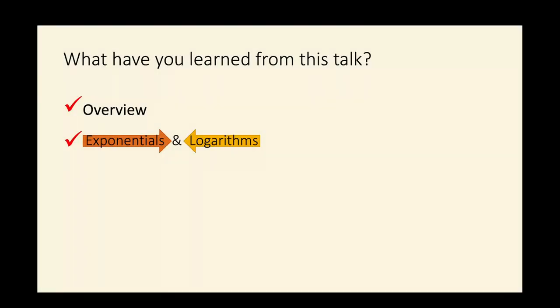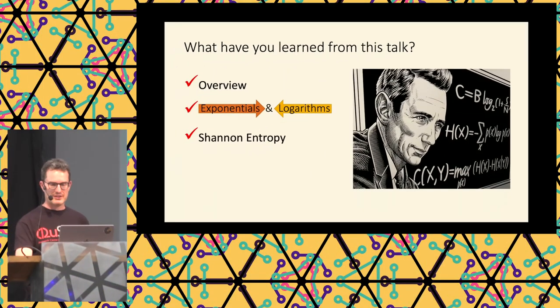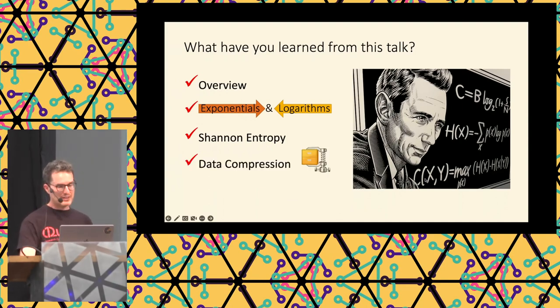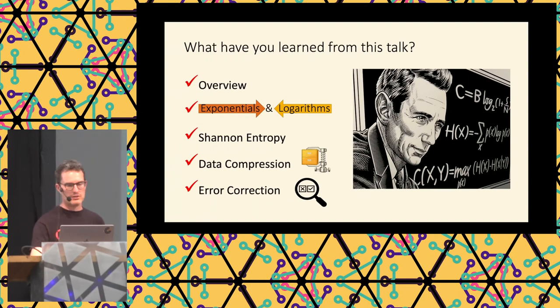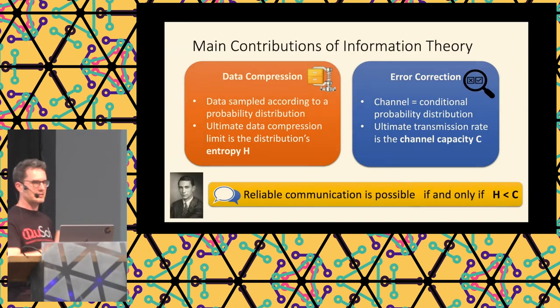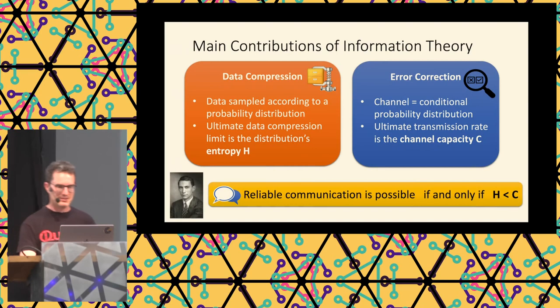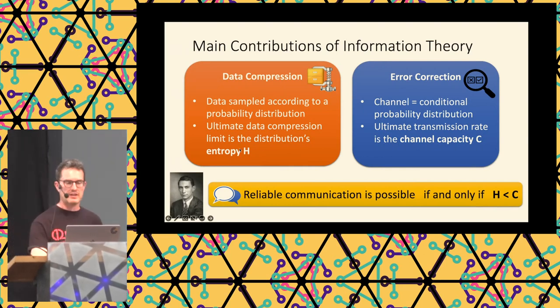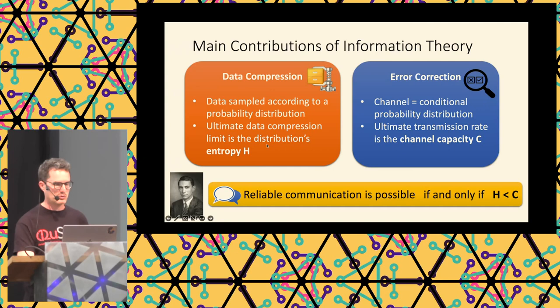All right, that brings me to the end. What you've learned from this talk, hopefully, is something about exponentials and logarithms, about Shannon entropy, these two formulas, the entropy and the capacity of the channel down here. A little bit about data compression and about error correction. And now I can come back to this slide, because now you understand. Data compression: if data is sampled according to some probability distribution, then there's an ultimate data compression limit, and that's the entropy, H, of this distribution.